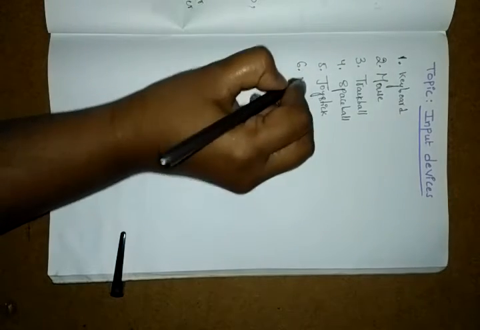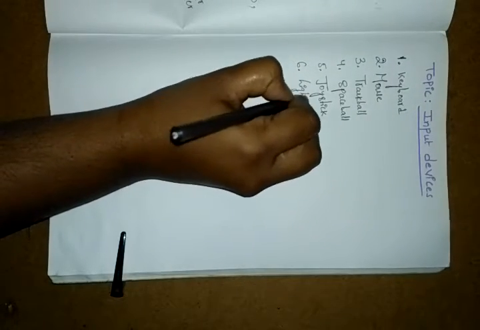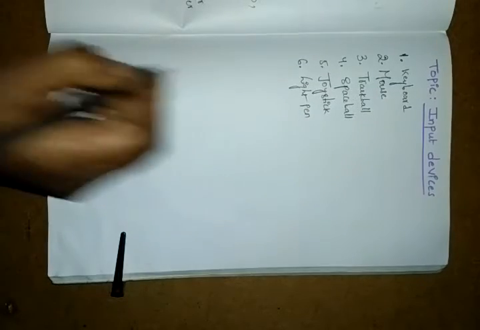Now we will discuss another one, the light pen. I don't know how many people know about the light pen. By using the light pen we can perform new technology in our systems or laptops. First, what are the advantages of the light pen? The light pen is one type of pointing device.